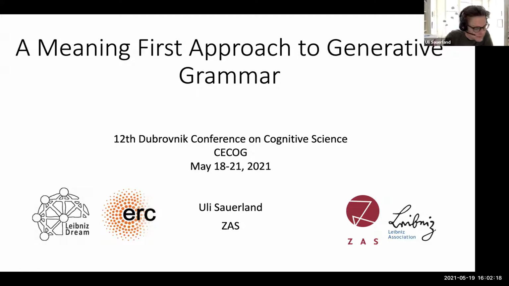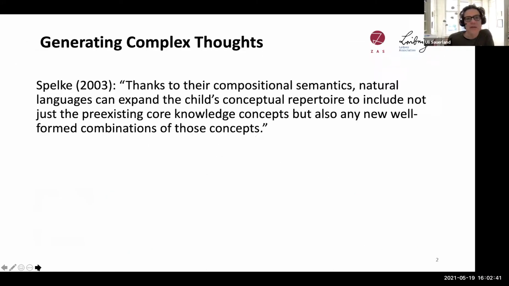So I'm presenting a view of grammar that is the reverse of the usual relationship one sees between meaning and grammar. Usually one talks of assigning a meaning to a sentence, but I'm presenting a view where you assign a sentence to a meaning rather, and I'll give you some arguments for that. So the starting point for my talk today is the question of how we generate complex thoughts.